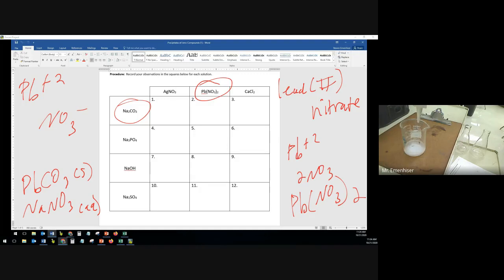Ooh, there we go. We get that white solid. This is why I wanted to show you guys these, because they're kind of fun. And so we get this nice milky white solid. And most of the solids that we see in this lab will be white. Okay, so this is lead carbonate, lead 2 carbonate, PbCO3. Now let's do the same thing. Let's take my flask here. Some more filter paper.